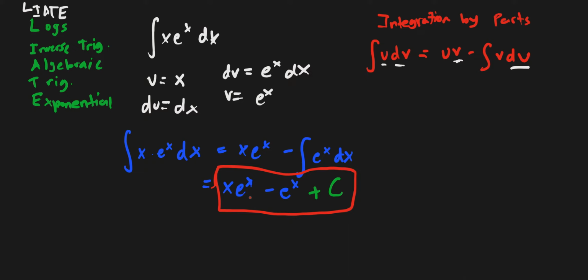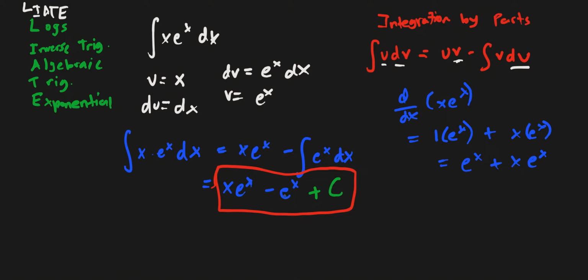Now, if I take the derivative of this, I should get x e to the x. Is that the case? Let's see. So if I find the derivative of this, I can find the derivative of each part separately. So x e to the x, we have the product rule here, so we can use the product rule. So this is the d by dx of x e to the x. This is going to be equal to 1 times e to the x plus x times e to the x, which is equal to e to the x plus x times e to the x.